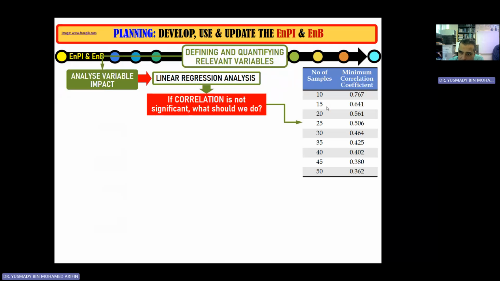If the number of samples increases, the minimum correlation coefficient will be reduced, as shown in the table.